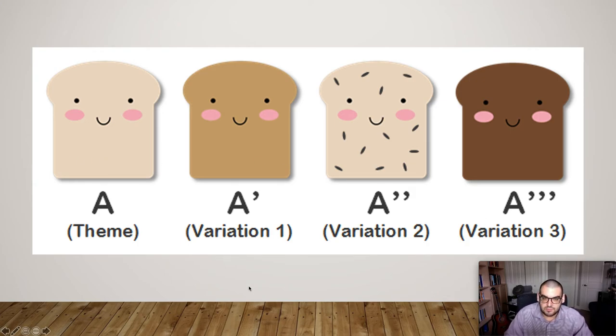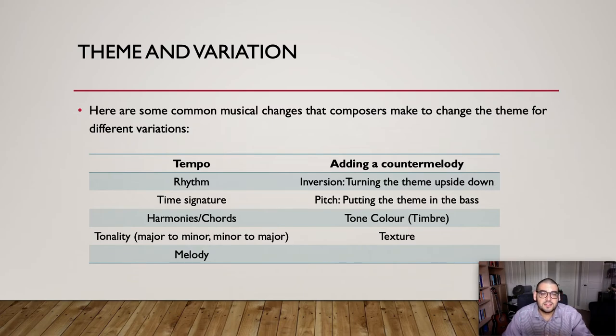And this is in music as well. Some common musical changes that composers make to change the theme, to add texture and to add excitement to that main theme, is they'll change the tempo. They'll add counter melodies. They'll change the rhythms. They'll change time signatures, speed things up, slow things down. They'll change harmonies. They'll add harmonies. They'll add tone and color and change the texture. But the main theme, the thing to remember here, is that the theme is still there, but it's just slightly changed to make it more exciting.